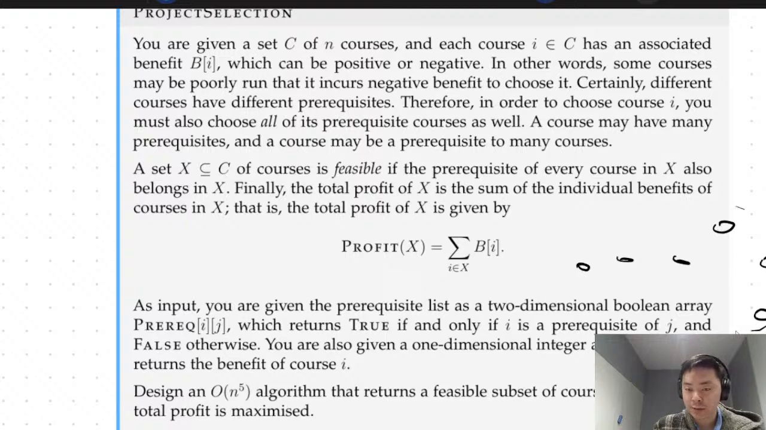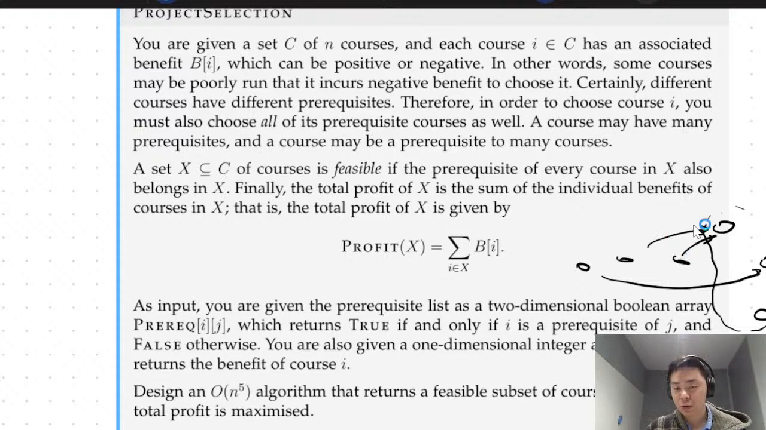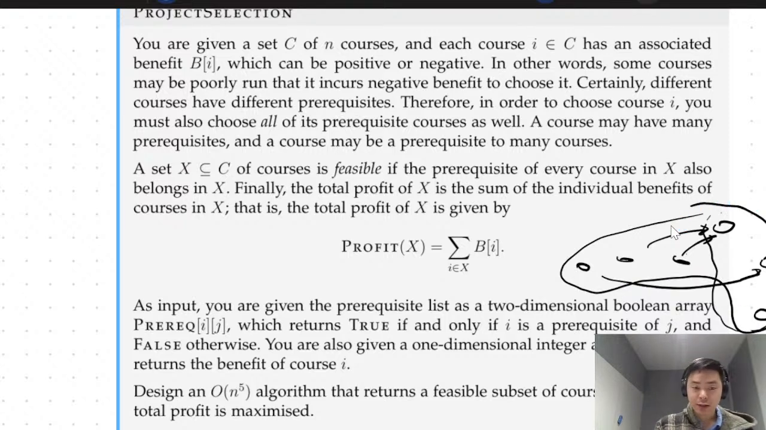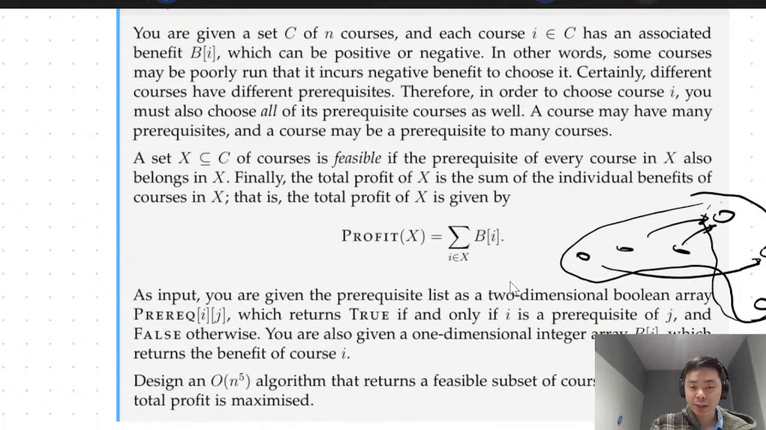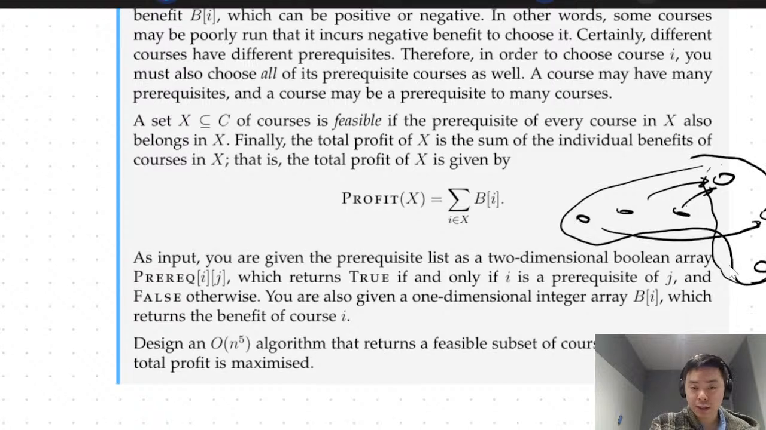So imagine that this is like the set of courses I want to take, but then in order to take this course, I need to take this course and this course. In order to take this course, I need to take this course. And so therefore I must include all of these courses as well. And what you want to do is you want to return the benefit, the profit. So you want to return a feasible subset of courses such that the total profit is maximized. Okay, so how would you do this?